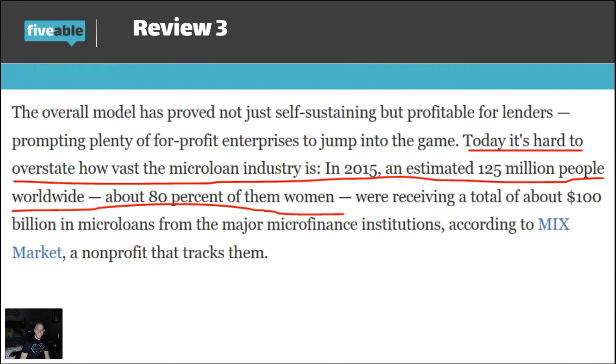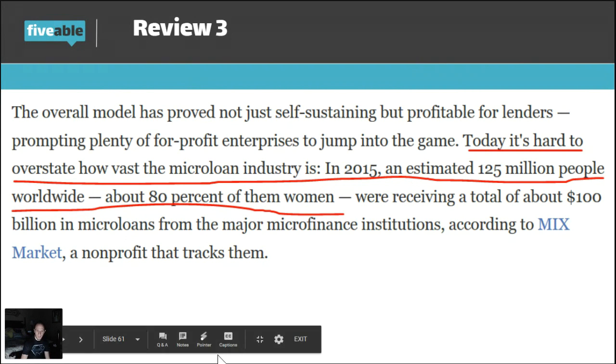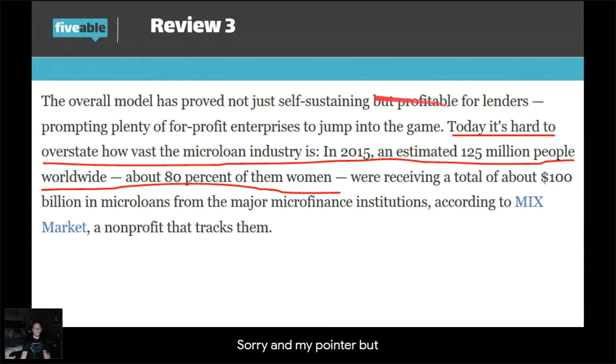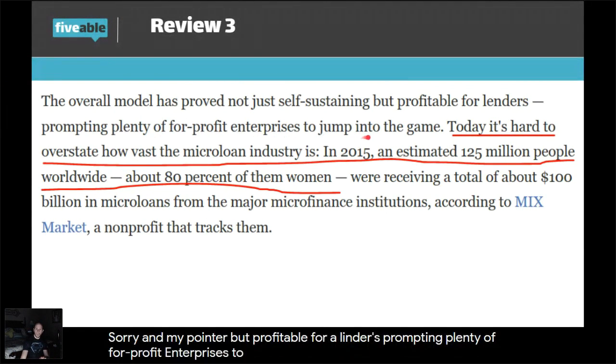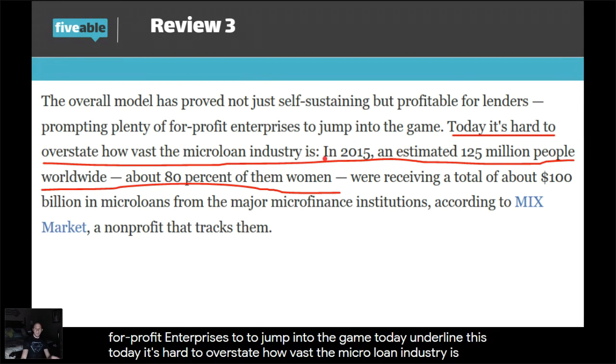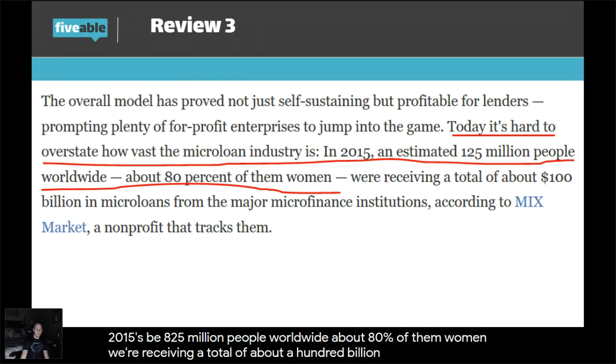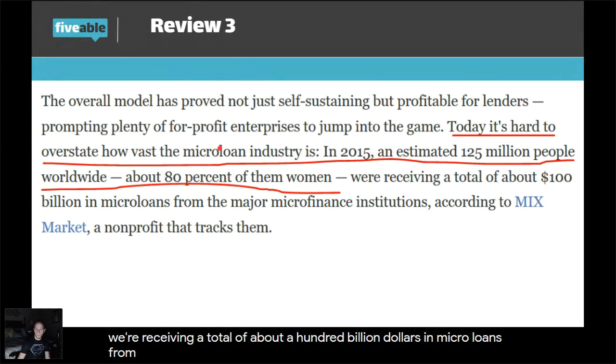The overall model has proved not only self-sustaining, but profitable for lenders, prompting plenty of for-profit enterprises to jump into the game. Today, and I underline this, today it's hard to overstate how vast the microloan industry is. In 2015, an estimated 125 million people worldwide, about 80% of them women, were receiving a total of about $100 billion in microloans from major microfinance companies like Grameen Bank.